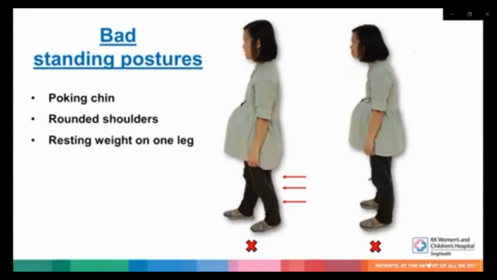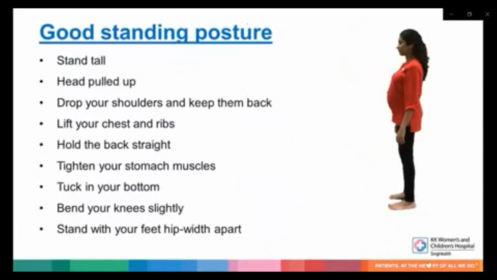The photo on the left depicts a fairly common posture we see if perhaps I'm waiting in a longer queue. She takes more weight on the left leg, thereby putting more strain on the muscles of that side of the body. So what would good standing posture look like?